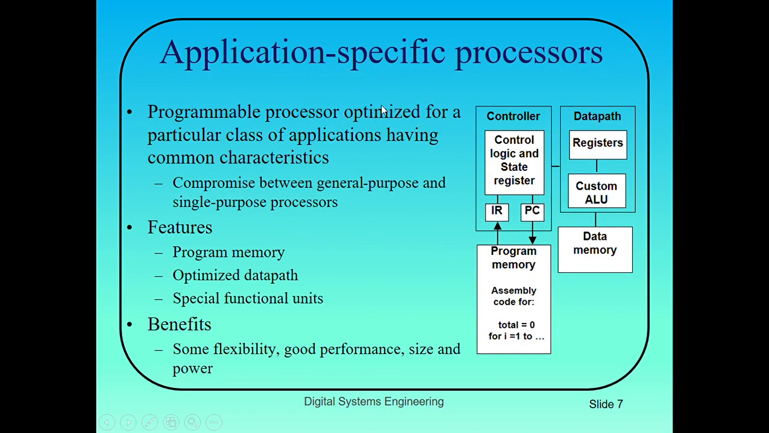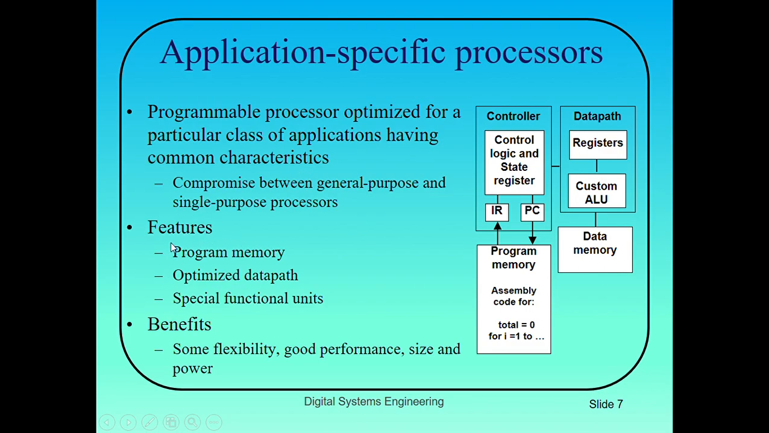Application specific processors. Here you can find the architecture of the application specific processor. Here you will find the controller, increment register, program counter, program memory, the data path, registers, custom ALU, and the data memory. These application specific processors are programmable processors optimized for a particular class of applications having common characteristics.